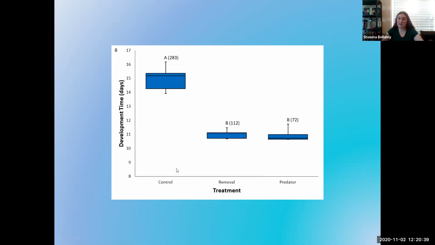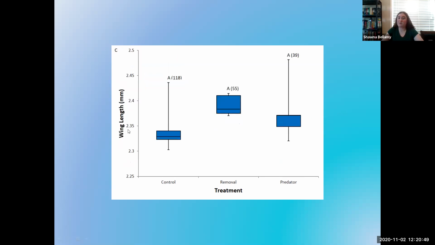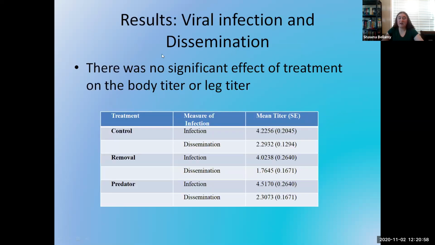Development time for removal and predator was significantly quicker compared to control, but there was no significant difference due to treatment in wing length. Additionally, we found no significant difference due to treatment on body titer or leg titer.